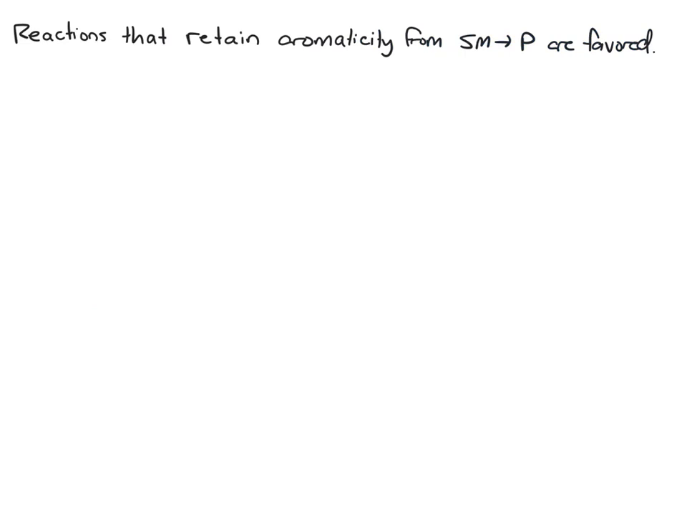As I mentioned previously, reactions that retain aromaticity going from the starting material to product are favored. Now, that's not to say that you may not temporarily lose aromaticity during the course of the reaction, but as long as the starting material is aromatic and the product is aromatic, there's a chance the reaction can occur. So there's two main classes that we're going to look at in this chapter. The first is electrophilic aromatic substitution. And just like the name implies, we're substituting the aromatic ring with an electrophile.